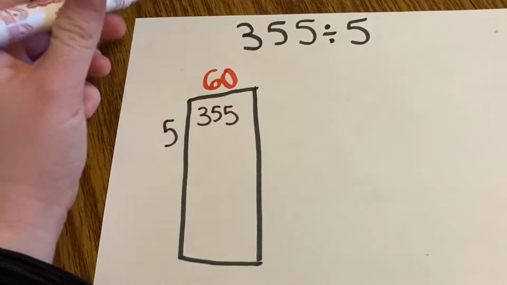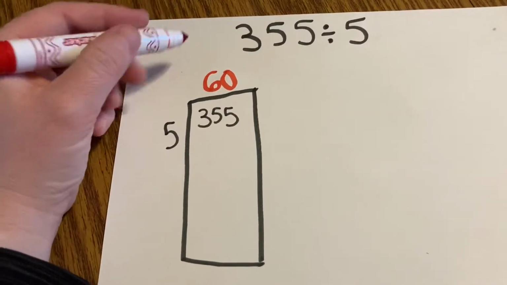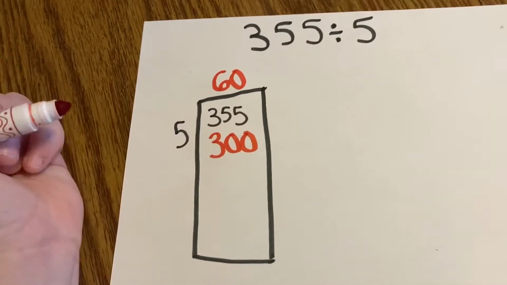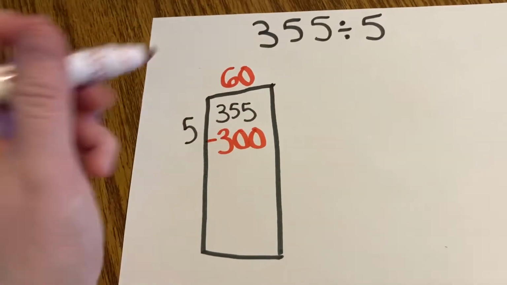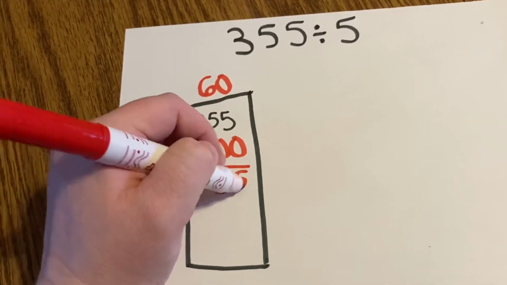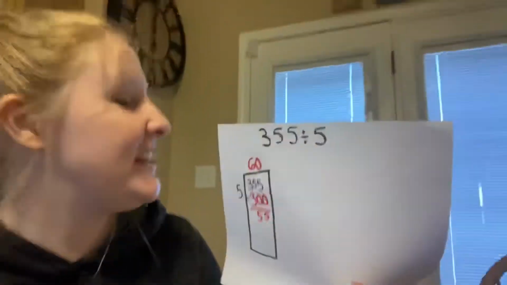Well, some math facts I already know are my multiples of 5. And so when I'm thinking about it, I can know that 5 times 6 is gonna be 30. So then I might think, okay, well then 5 times 60 is gonna be 300. So I can multiply 5 by 60 to get 300. So where I'll put that 300 is right below the 355. And from that point, I'm gonna subtract 355 minus 300. What's that gonna get me? 55.